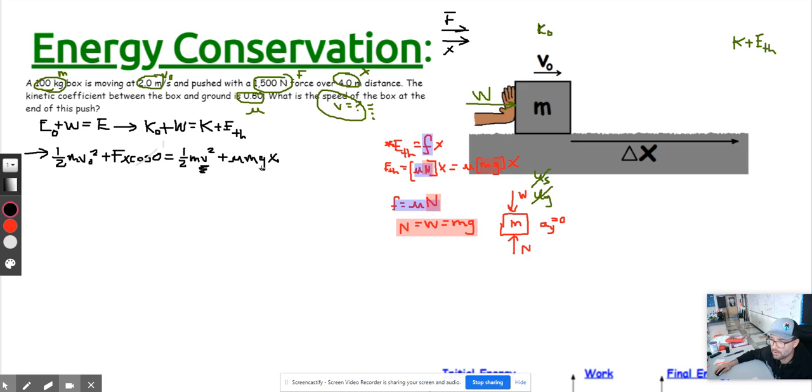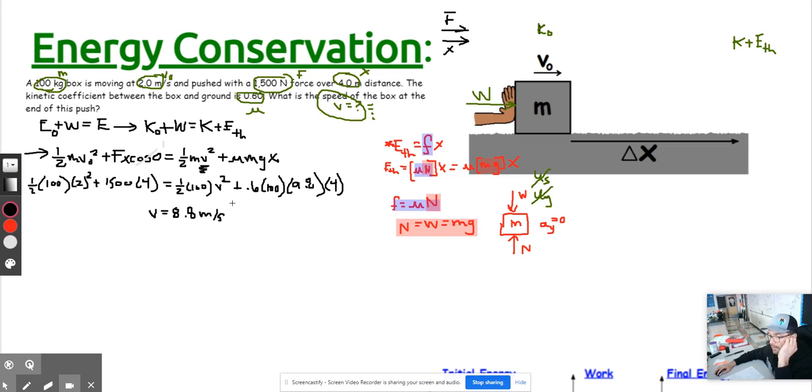Okay, so at this point, we can maybe put in all the numbers we know. So 1/2 our mass. Here, let me just go ahead and do this. Okay, so when I put all that stuff in and do my math to isolate and solve for v, I get 8.8 meters per second. That's rounded slightly. And so that's my answer, which sounds reasonable, I guess.